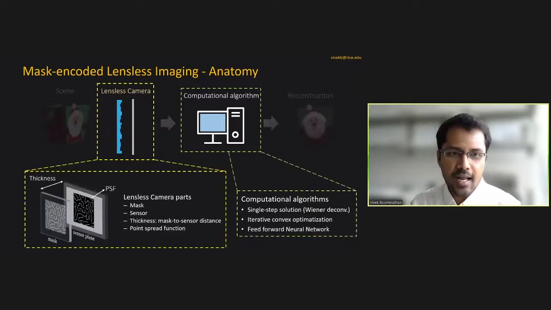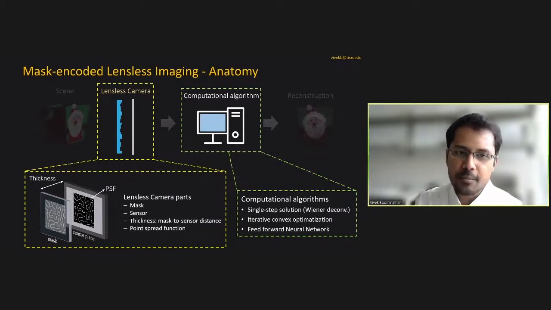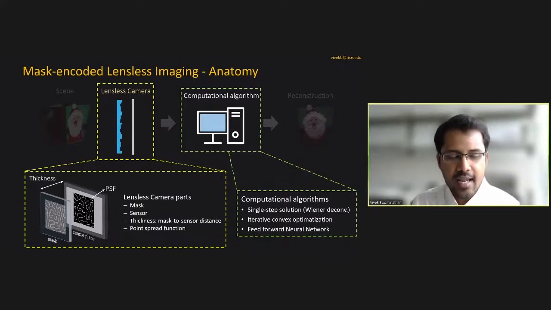Now, when we come to the camera, there is a couple of components within it. There is the mask that's going to encode the incoming light. There's a sensor that's going to capture the intensity image. And then the design parameters are the thickness, which is the distance between the mask and the sensor. And the other thing is what is the response of the mask, what we call the point spread function. So over the next few slides, we are going to go over the lensless anatomy. But briefly, I'm going to mention the computational algorithms used.